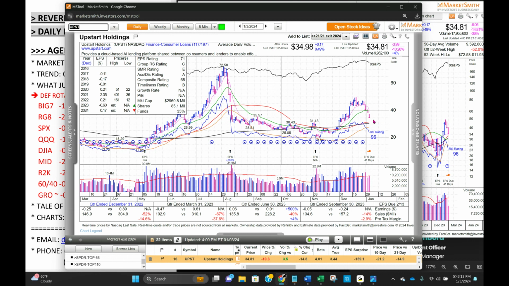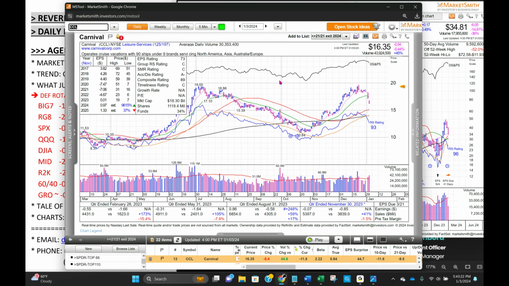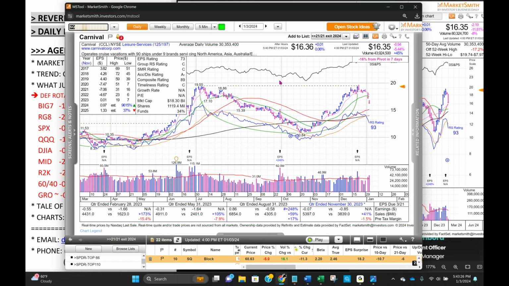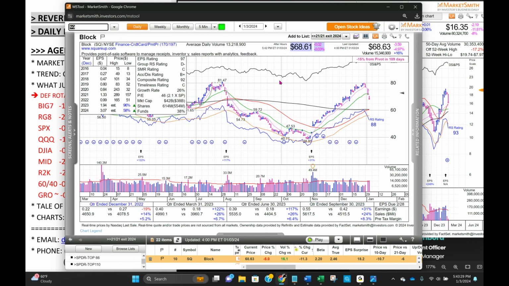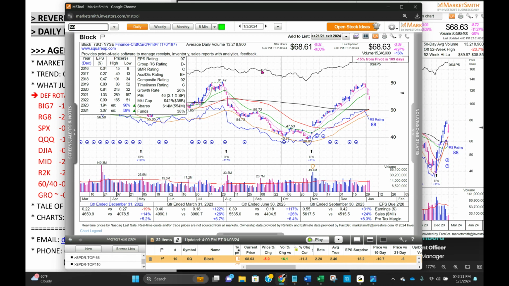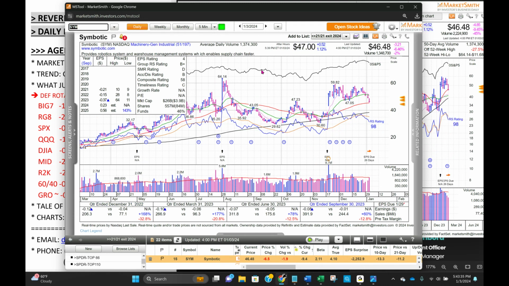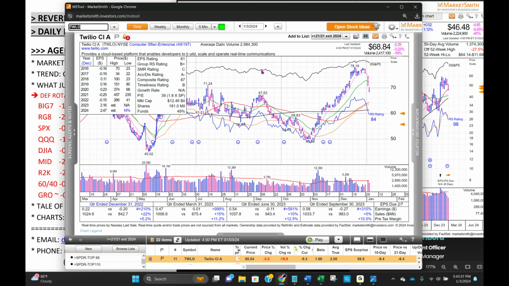Upstart, Carnival, a leader, same thing, still above the 50, down 12% on the week. I mean, these are pretty tough. Square broke the 21, still above the 50. Symbotic broke the 21, sitting on the 50 and the 10 week. I said 50, I meant 10 week. Twilio, harsh break of the 21, but still above the 10 week. IoT, harsh break of the 21, sitting on the 10 week.